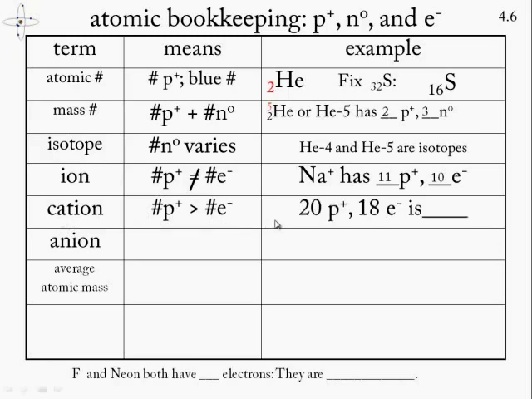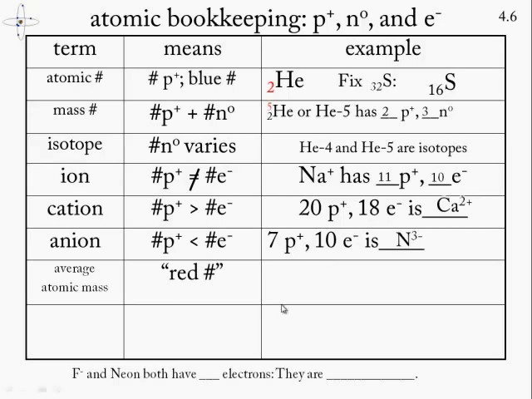For example, 20 protons and 18 electrons. That would be a dication. 2 more protons than electrons. If it's 20 protons, that's calcium. So this is the calcium dication. Anions would be the other case. The number of electrons is greater than the number of protons. And here's one where you got 3 more electrons than protons. 7 protons, look it up and you'll find that that is nitrogen. This is the nitrogen trianion.